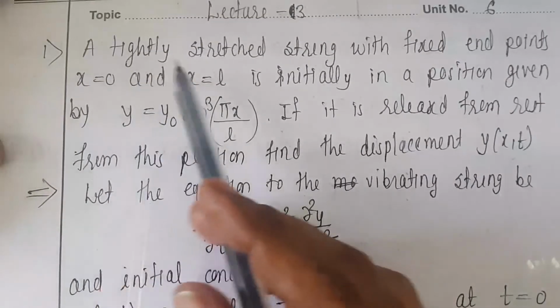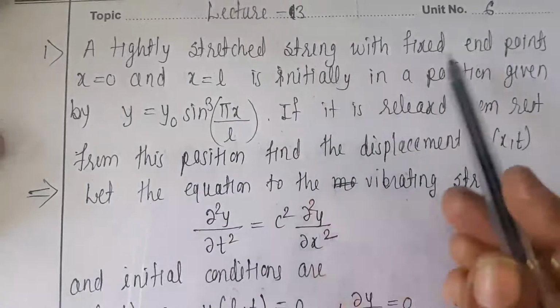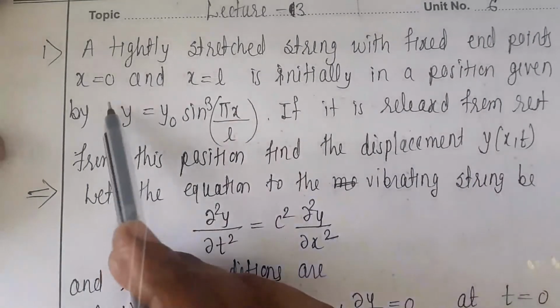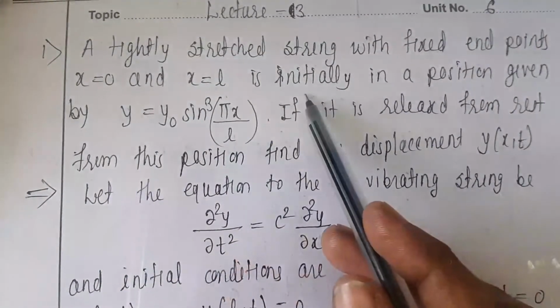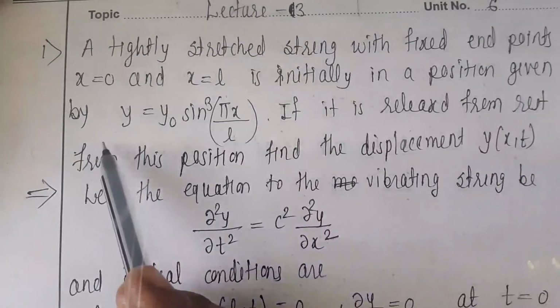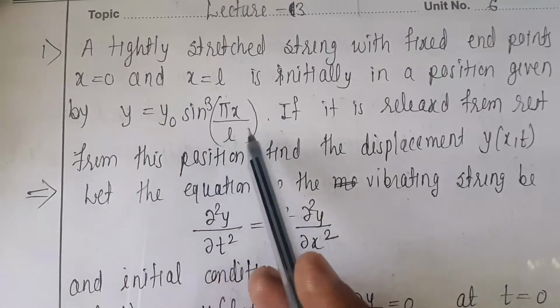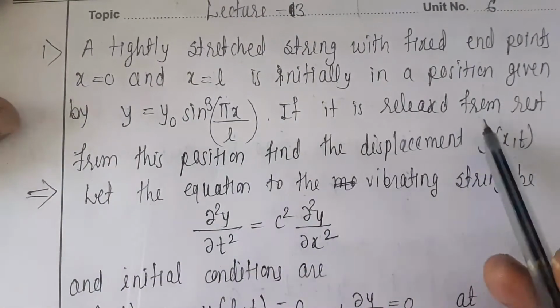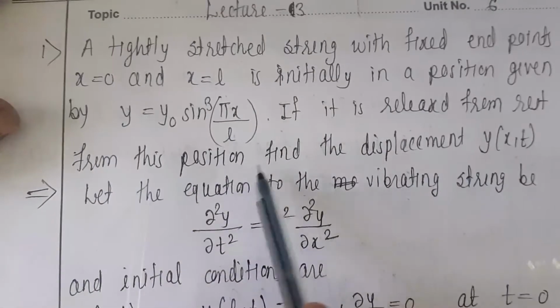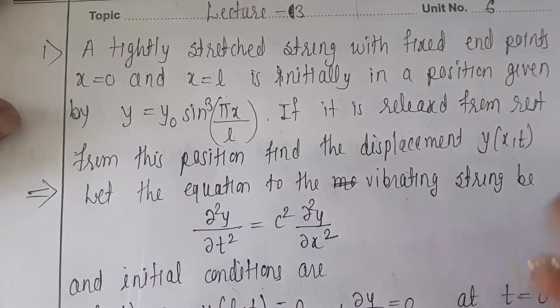So the first example is a tightly stretched string with fixed end points x is equal to 0 and x is equal to L, initially in a position given by y is equal to y0 sine cube pi x by L. If it is released from rest from this position, find the displacement y of x,t.